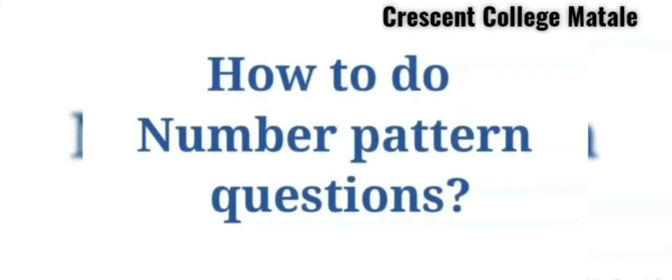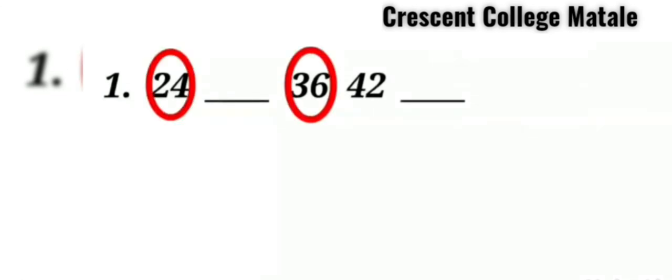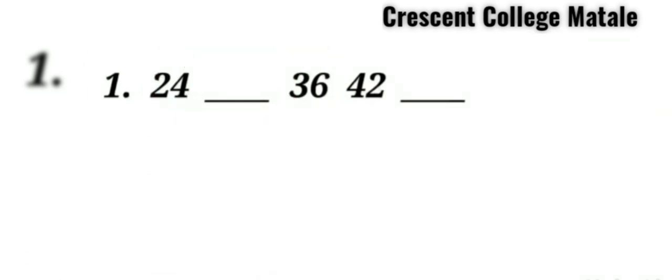Now we'll see how to do number pattern questions. First question, 24, blank, 36, 42, blank. First, we should find the difference. Can we take 24 and 36 to find the difference? Can't. Why? Because these are not next two numbers. So we have to take 36 and 42 because those two numbers are next two numbers.